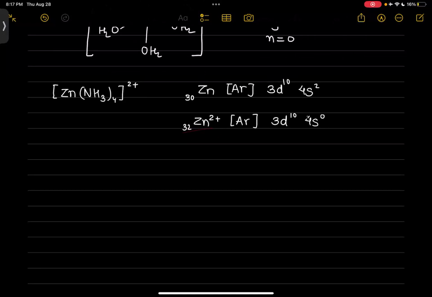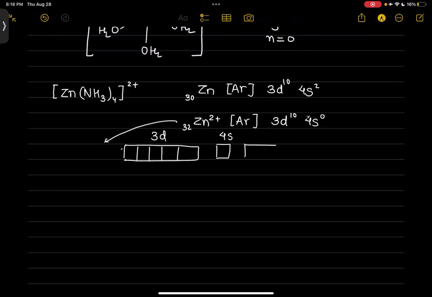How will it look if I represent it in the form of boxes? 4s is emptied because we need to remove 2 electrons. 4p is there, but it is already empty. But the d subshell is full.